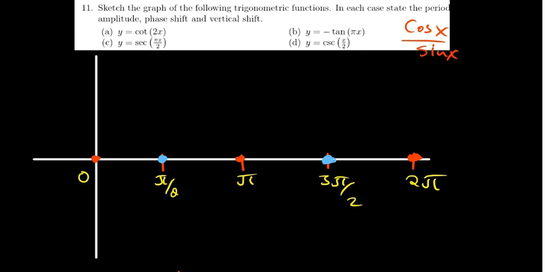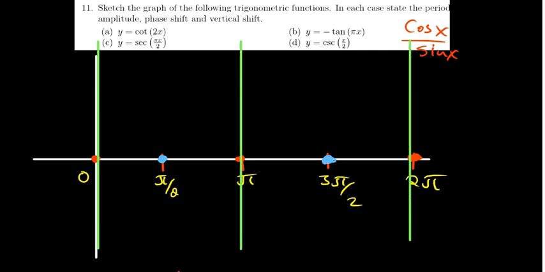So the other parts where sine is equal to 0, expected to be 0, pi, 2 pi, those will be now the asymptotes in this case. Of course, asymptotes are supposed to be dotted lines. Bear with me again, I'll just draw the lines. So these will be the asymptotes for the cotangent function, like that.